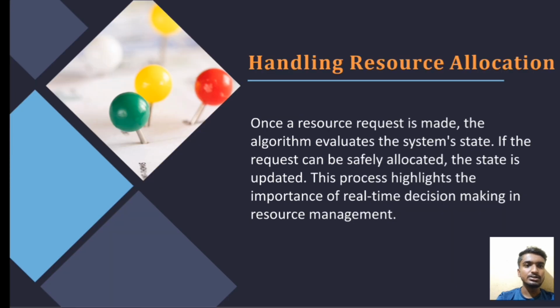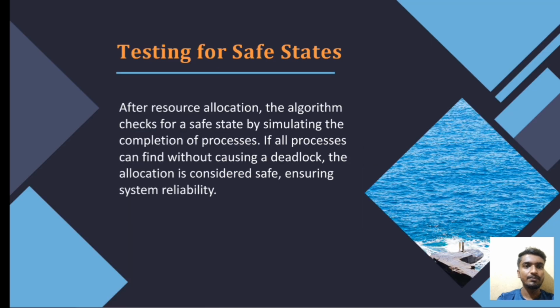Handling resource allocations. Once a resource request is made, the algorithm evaluates the system state. If the request can be safely allotted, the state is updated. This process highlights the importance of real-time decision making in resource management. Testing for safe states. After resource allocation, the algorithm checks the safe state by simulating the completion of the processes. If the processes can finish without causing deadlock, the allocation is considered safe.